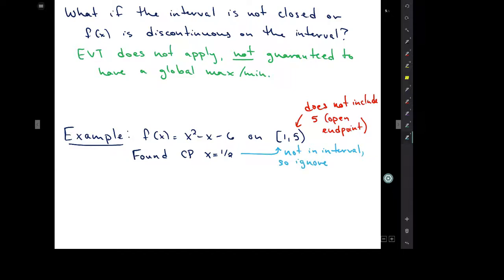Maybe there's something going on at x equals 1/2, but I'm not looking at x equals 1/2. I'm only looking between x equals 1 and x equals 5, not including x equals 5. I'm only looking between there. So here, again, I want to check my endpoints, and I actually don't have any critical points to include on this interval. I have 1 and I have 5, but remember, this value 5 is not included.